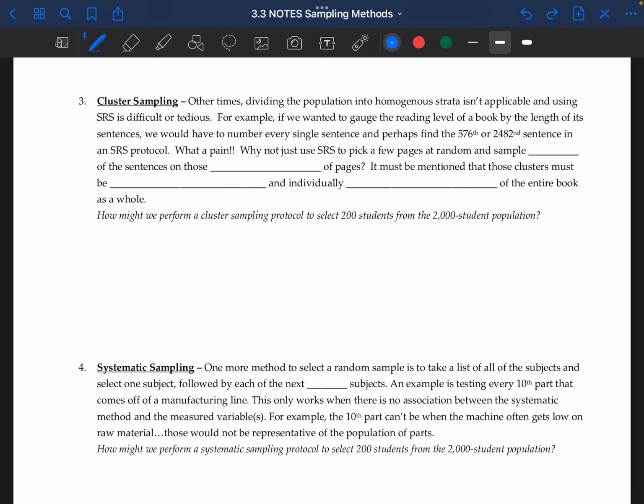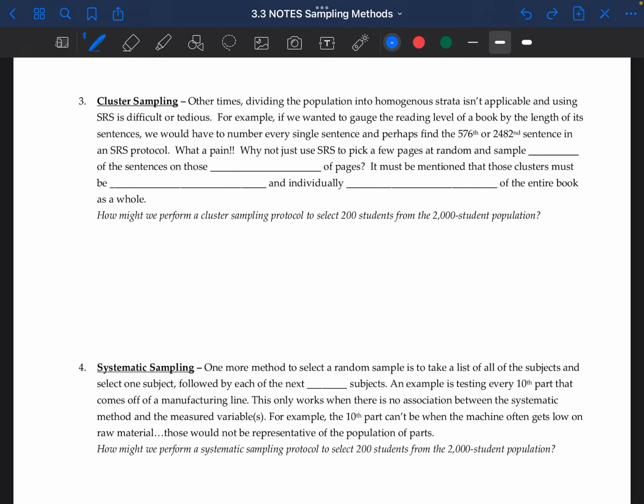So cluster sampling. Sometimes it doesn't always make sense to break up your population into these samesies groups. Maybe it doesn't work naturally. And then sometimes using an SRS, a simple random sample, just ends up being annoying.